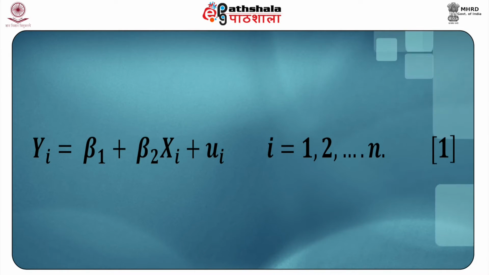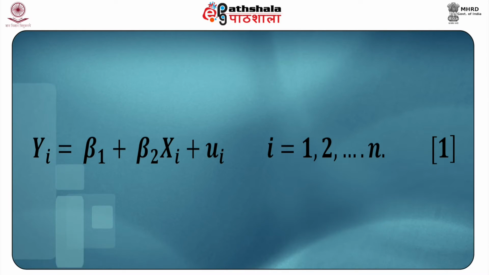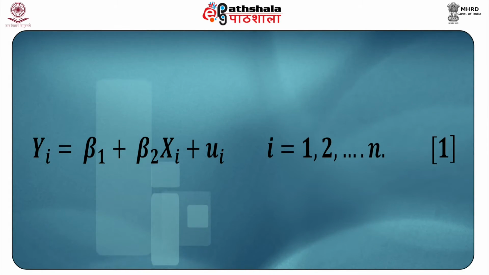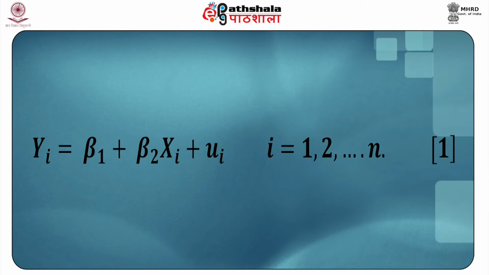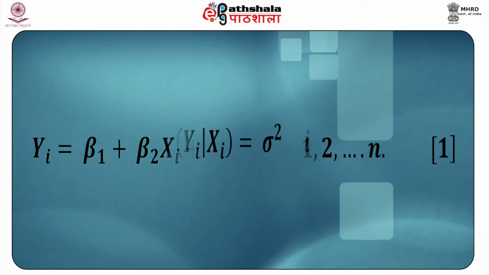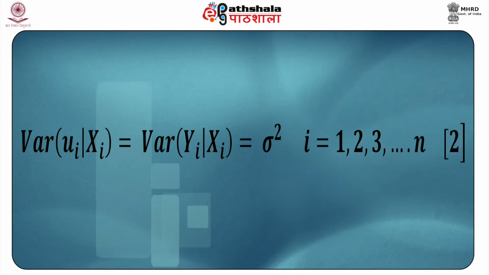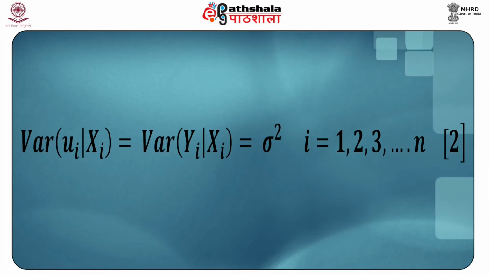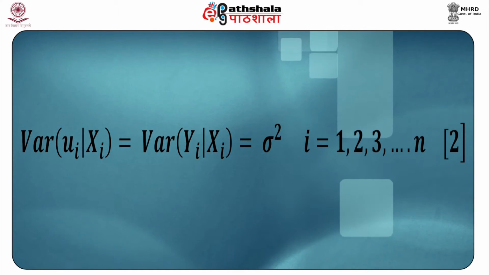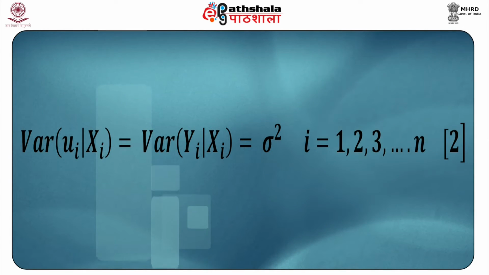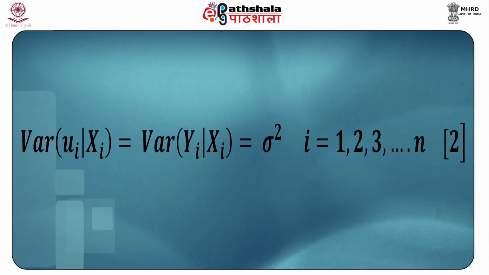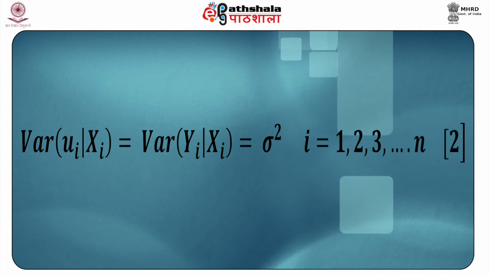For a 2-variable population regression function, which is denoted as y_i = beta 1 + beta 2 x_i + mu_i, where i is from 1 to n, this is our equation number 1. Symbolically, homoscedasticity implies that variance of mu_i given x_i is equal to variance of y_i given x_i is equal to sigma square, where i is equal to 1, 2, 3 to n. This is our second equation.